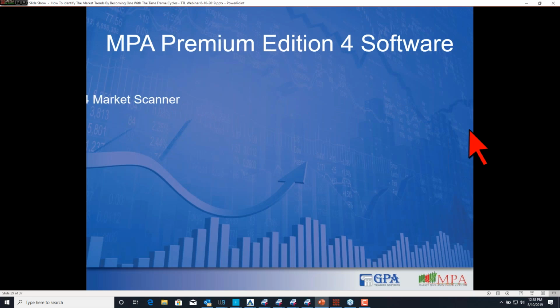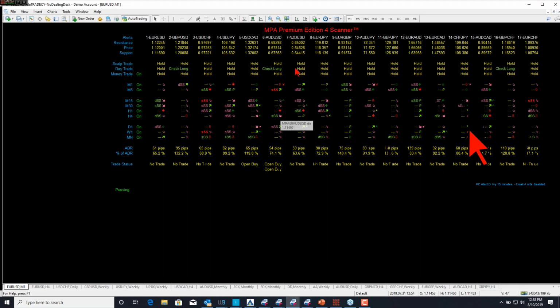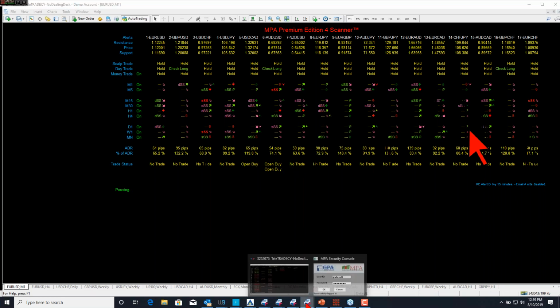Well, part of the software, you're getting the market scanner. Everybody remember what the market scanner was? Post the link. The market scanner looks like this one. This is the Premium Edition 4 scanner. Again, you can customize the symbol in here, and it gives you an overview of everything you need to know and then some.